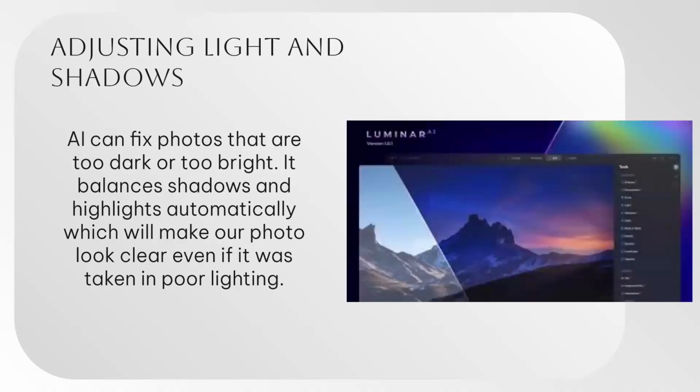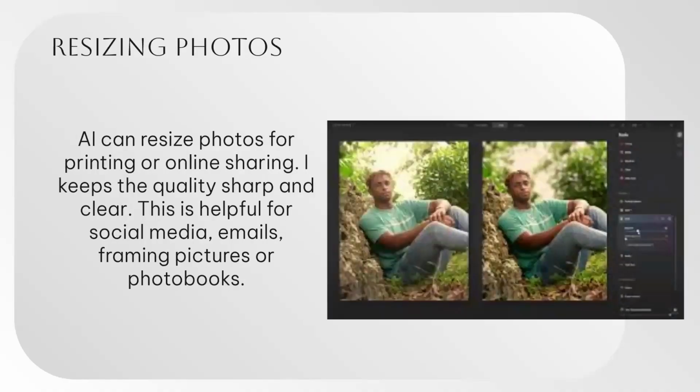Another common use is adjusting lights and shadows in your images. Let's say your photo is too dark or too bright. An AI editing tool can automatically balance the shadows and highlights to make your photo look clear, even if it was taken in poor lighting or with poor exposure. It can also be used to resize photos for printing or online sharing. This means that if you have, as we mentioned, a lower quality image, you can make it larger while keeping the quality sharp and clear, which can be useful for social media, for emails, but also if you want to make a larger framed picture or a photo book, so you don't have to deal with that low quality.